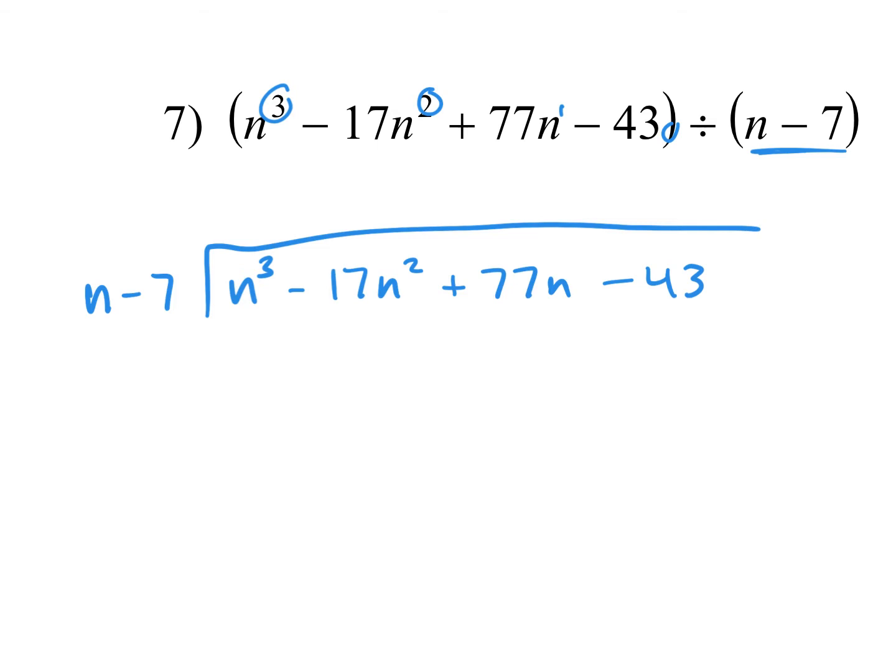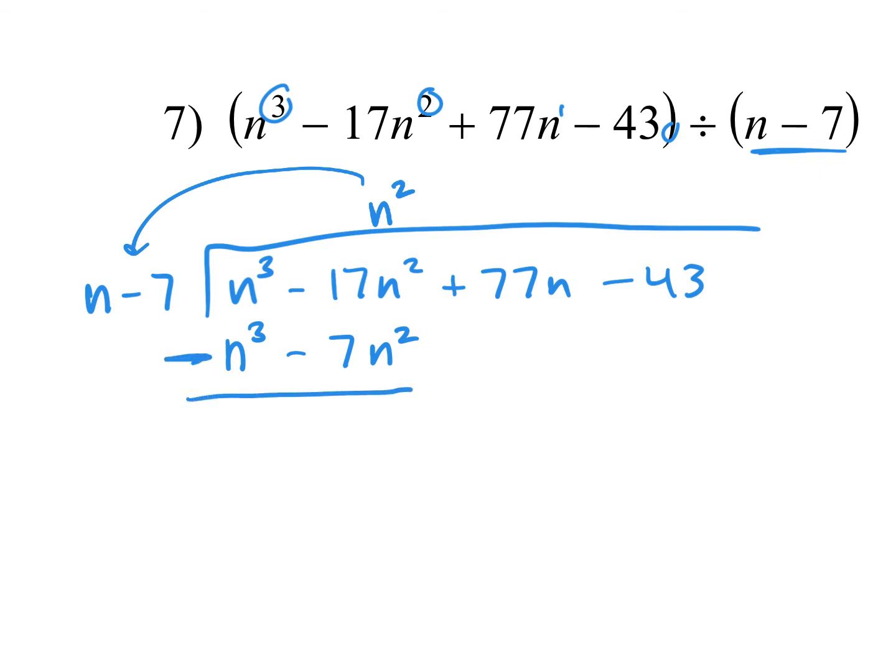All right, so step 1, we divide. So if I have n to the third power and I take away an n, what am I left with? n squared. What's next? Multiply. So I get n to the third power, same thing. What's n squared times negative 7? Negative 7n squared. What do I do next? Change a sign, change a sign. The first ones cancel. What's negative 17n squared plus 7n squared? Negative 10n squared.